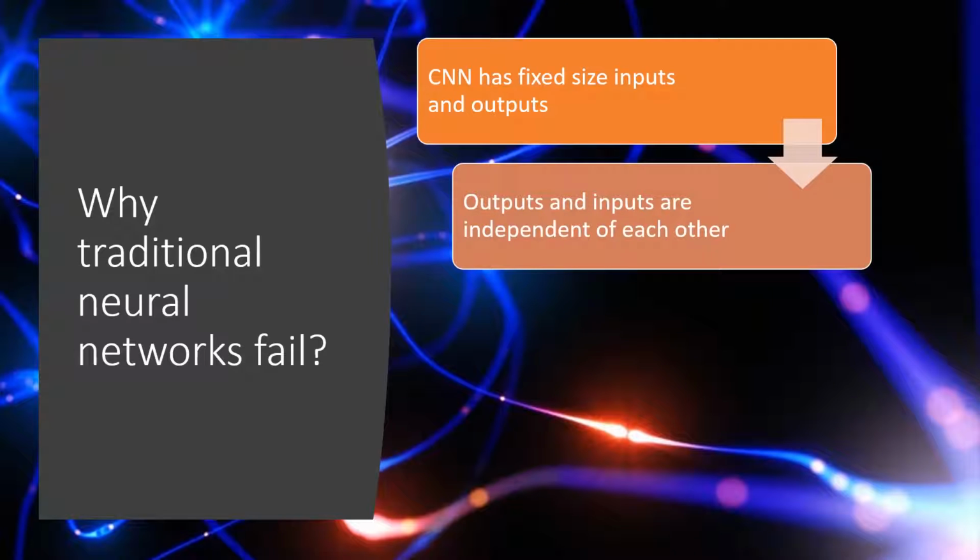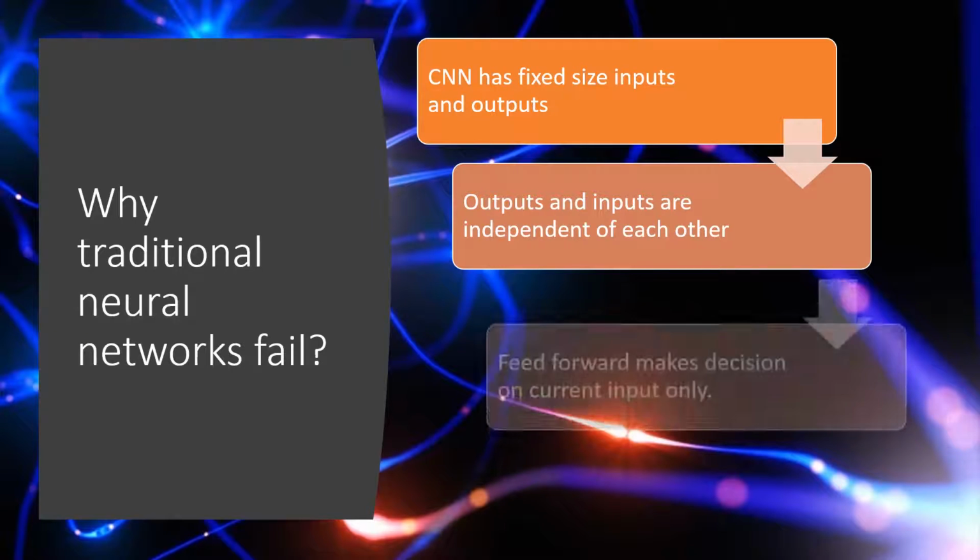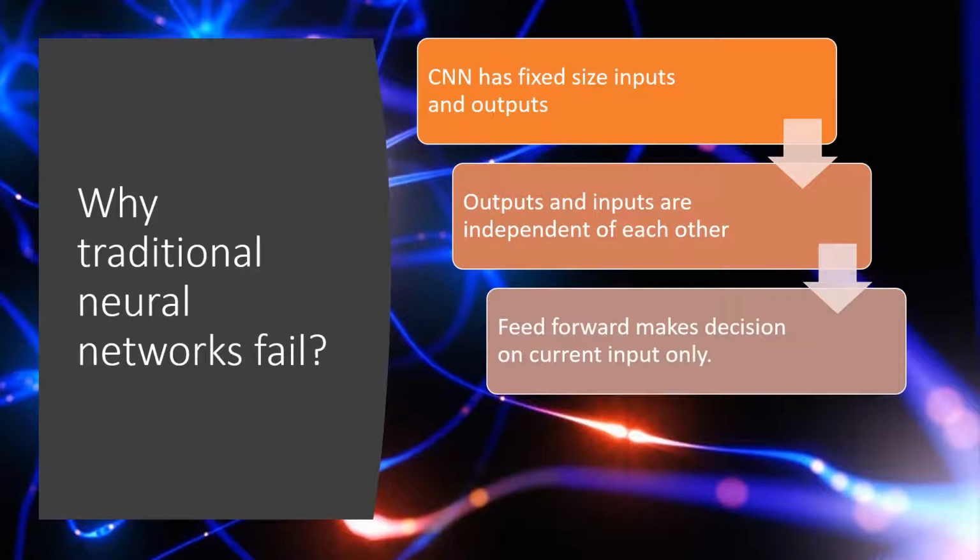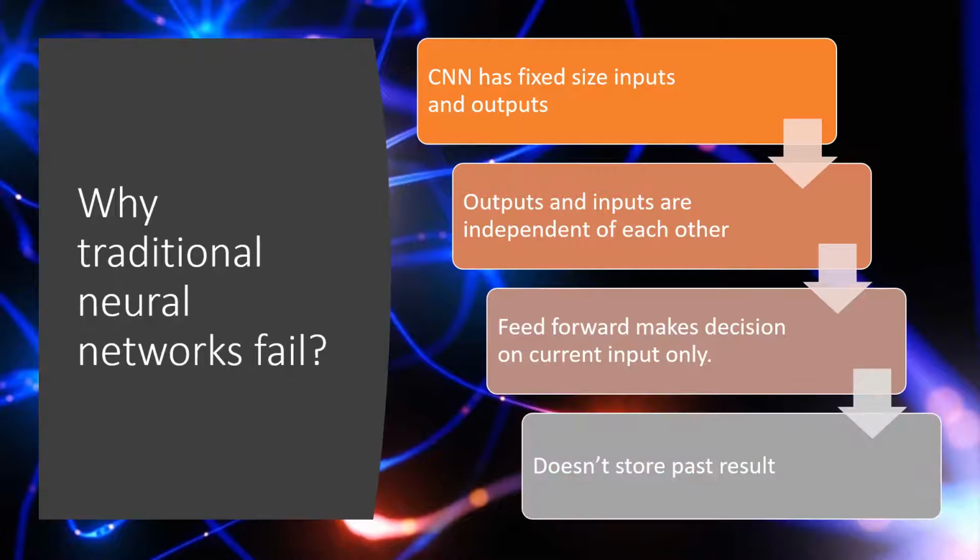Outputs and inputs are independent of each other. Output for the sequence prediction can vary. CNN doesn't consider the output of the previous input for the current input, which is a must for sequential data. Hence, feed-forward makes decisions on the current input only. Since they don't take past results into consideration, they don't have memory storage and hence don't store past results.